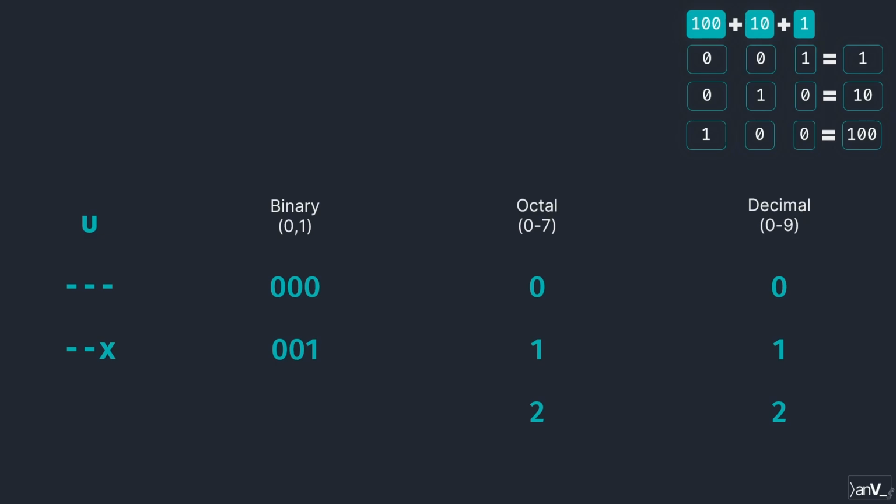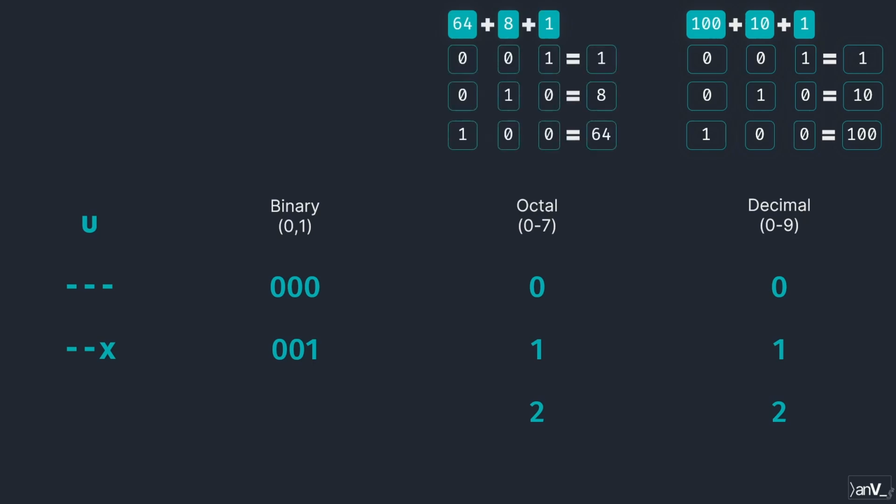In the octal system, since we have only 8 digits, these positions or places would be 1s, 8s and 64s. So 001 is 0 plus 0 plus 1, that is 1. 010 is 0 plus 8 plus 0, that is 8. 100 is 64 plus 0 plus 0, that is 64.